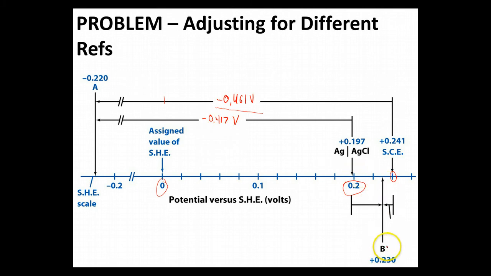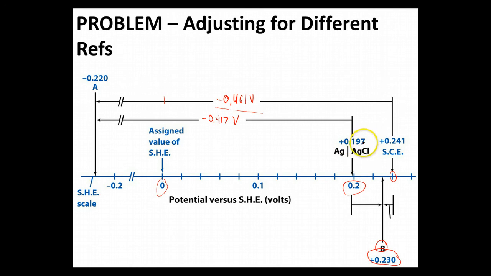Now, for species B versus the standard hydrogen electrode, we're going to be at positive 0.230 volts. Go ahead and pause the video and determine both measurements against the silver chloride electrode and the SCE. Okay, so if we're at 0.230 against SHE, but we're doing silver chloride, we're going to be all the way up by another 0.197.